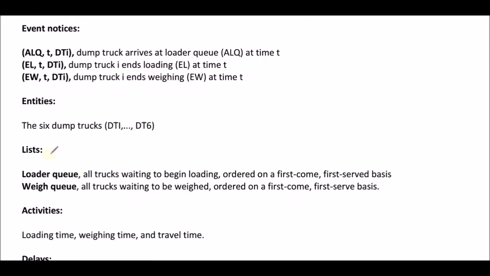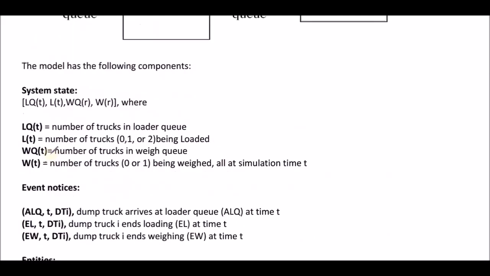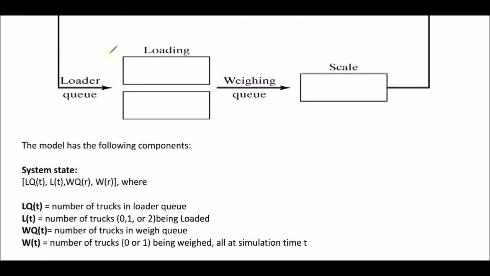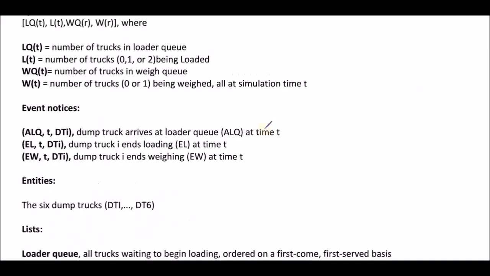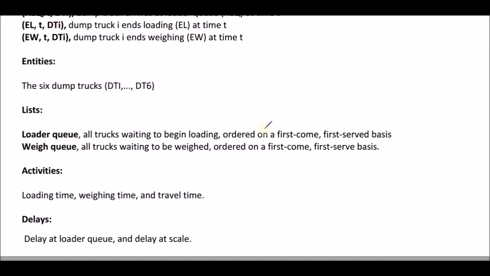So these indicate the queues that are present in the model. So there are 2 queues that we have. The first one being the loader queue over here. So the loader queue has all the trucks that are waiting to be loaded into the loaders, and the next one being the weighing queue that has all the trucks waiting to be weighed on the scale. So these are the 2 lists or queues that are there in the model.